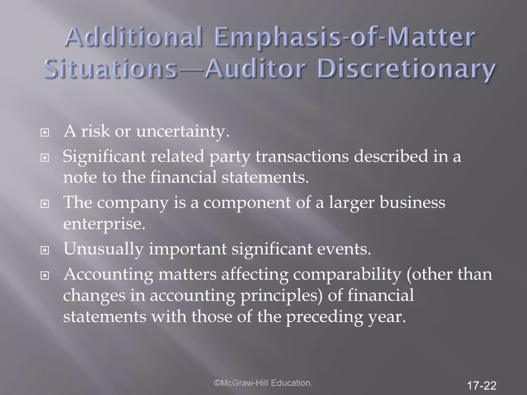The auditor has the discretion of adding additional emphasis of matter situations. As an example, if there is a certain level of risk or uncertainty that the auditor believes the user of the financial statement needs to understand, this information can be added. If there's a significant related party transaction, this information should be added. If the company is a component of a larger business, if there are unusual or important significant events, anything that the auditor believes is valuable for the user of the financial statement to gain a holistic understanding of the financial position of the organization is appropriate in this section.